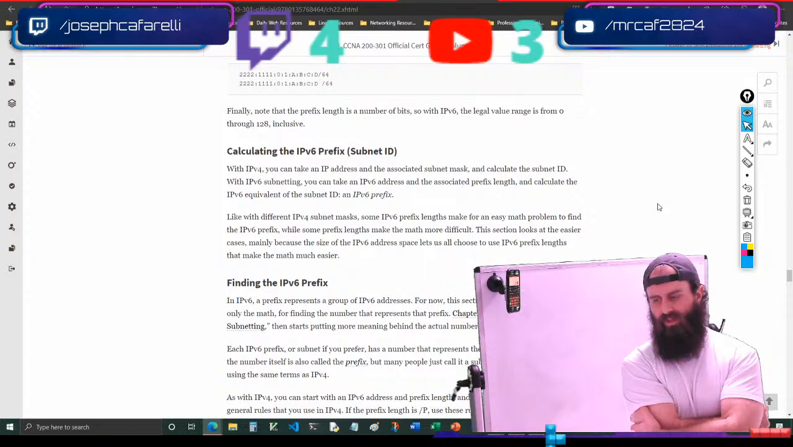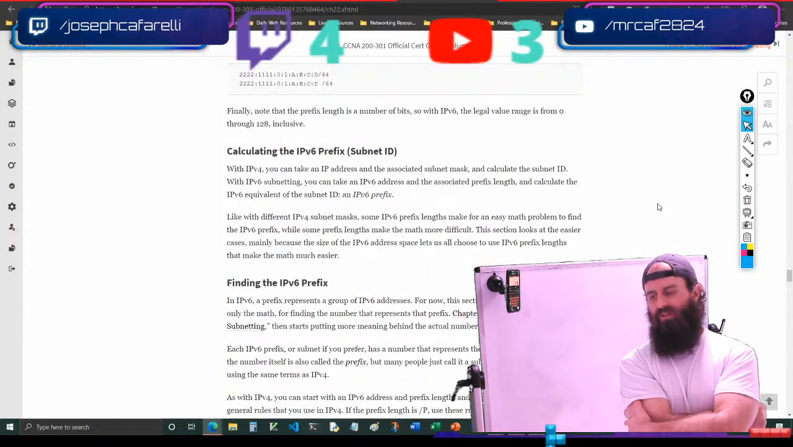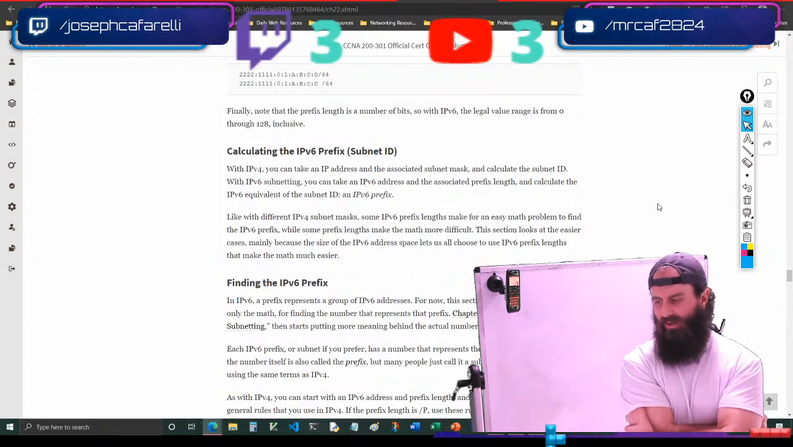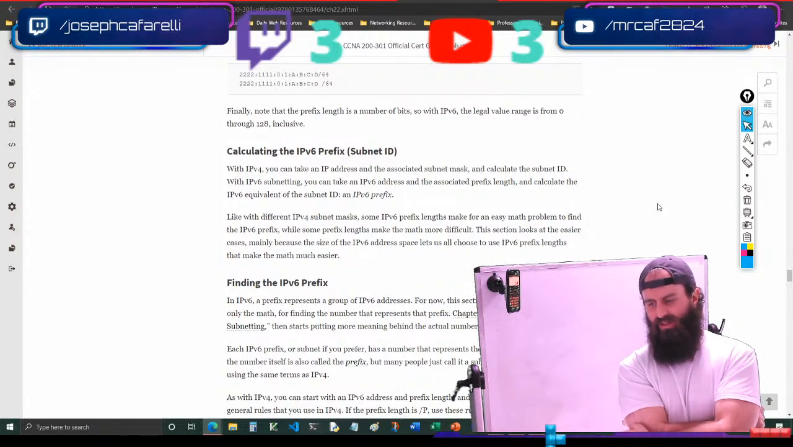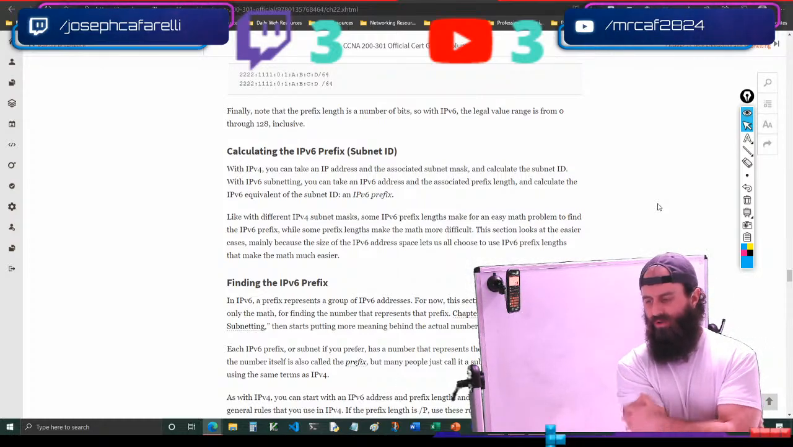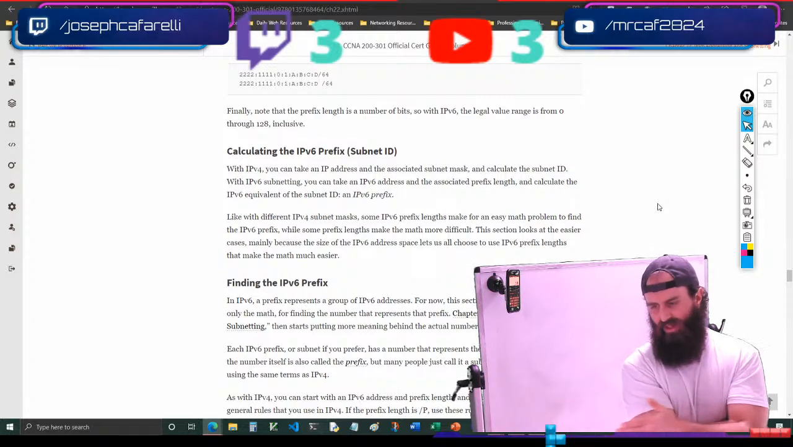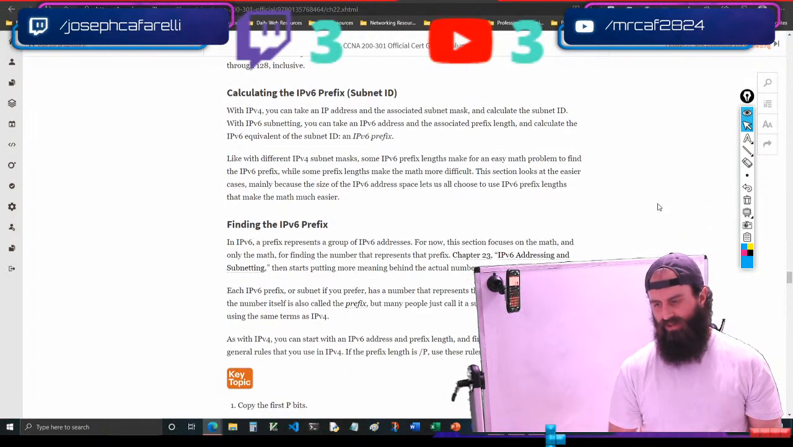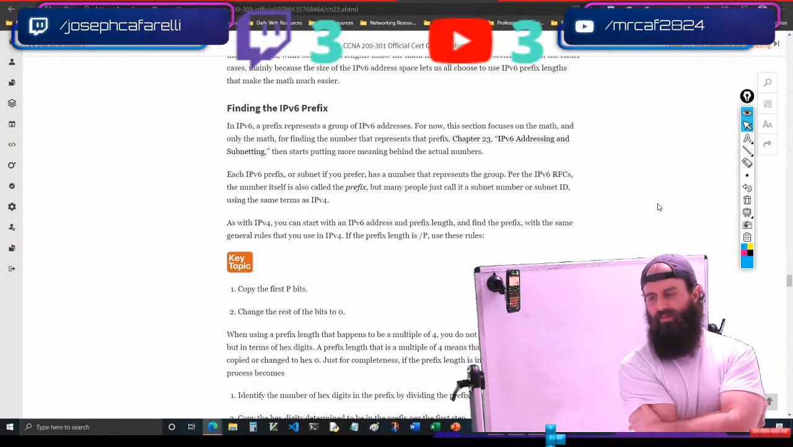Like with different IPv version 4 subnet masks, some IPv version 6 prefix lengths make for easy math problems to find the IPv version 6 prefix. While some prefix lengths make the math more difficult, this section looks at an easier case, mainly because the size of the IPv version 6 address space lets us choose the prefix length to make the math much simpler. Okay, much easier. Finding the IPv version 6 prefix.